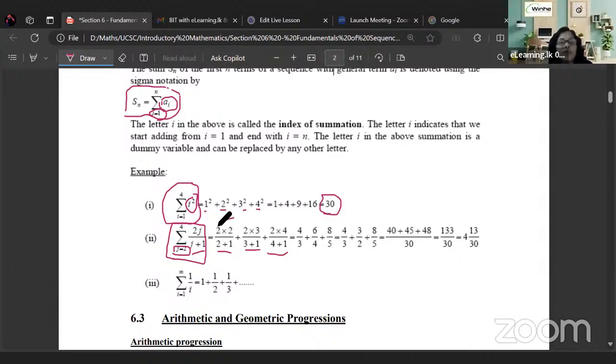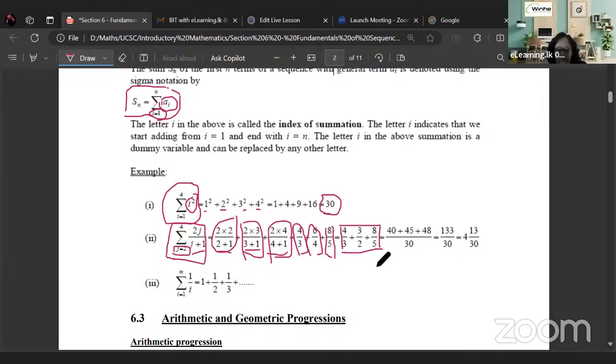And see, this part generates 4 divided by 3. 2 into 3 is 6, 6 divided by 4. 2 into 4 is 8, 8 divided by 5 is the answer for this one. Now you get the fraction values. Right?